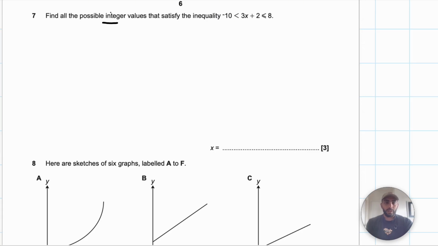Question 7. Find all the possible integer values that satisfy the inequality, and that's the inequality that we're trying to satisfy. Integer just means whole numbers, so we need to solve both of these inequalities. I'm going to treat this part of the inequality as one inequality, and then I'm going to treat this side as another inequality. So let's write both of those out.